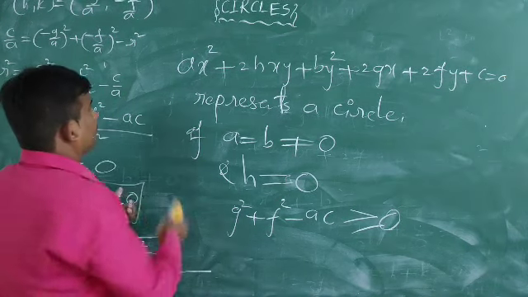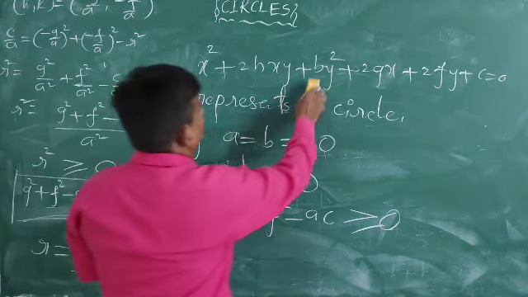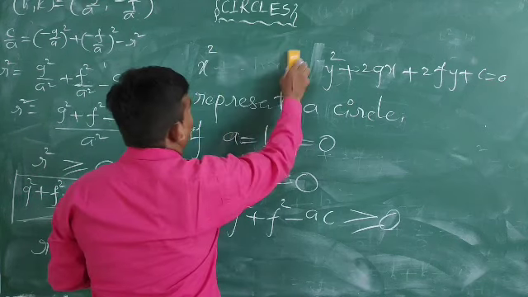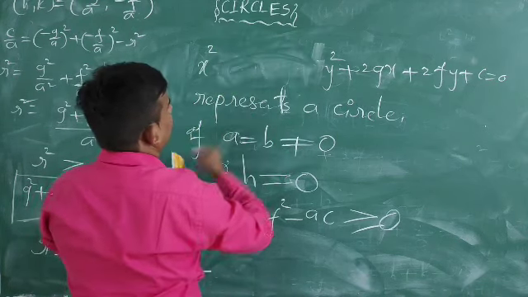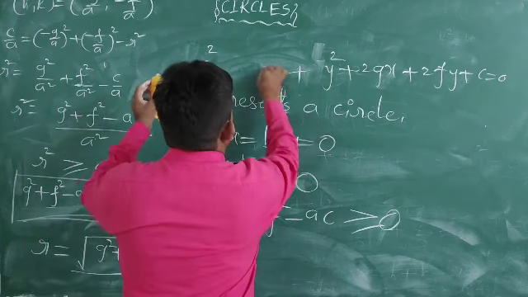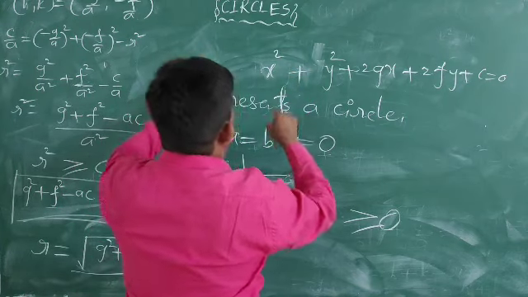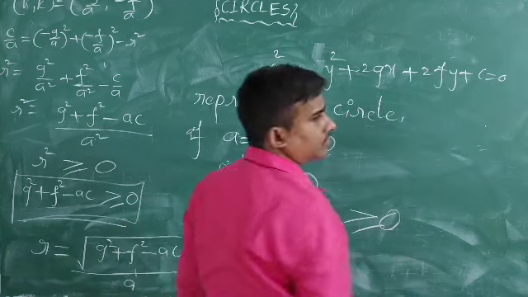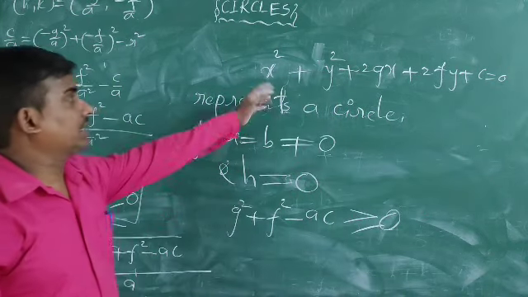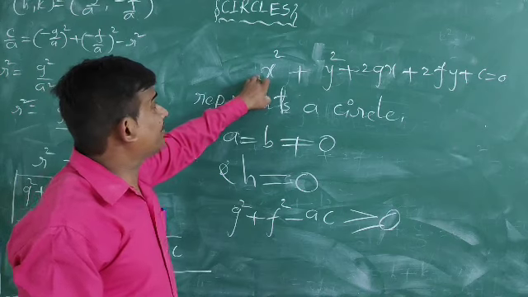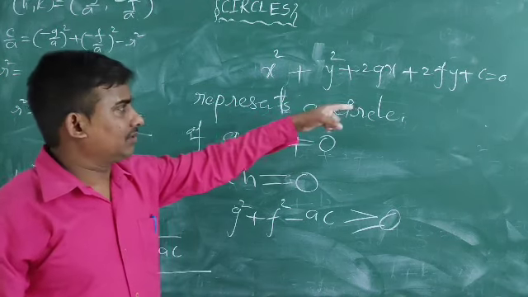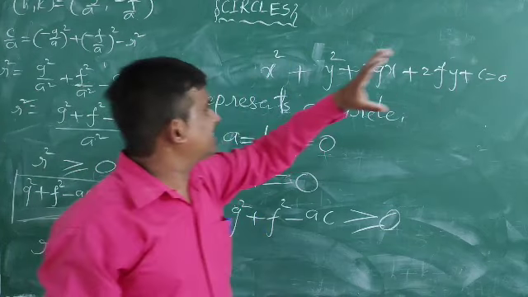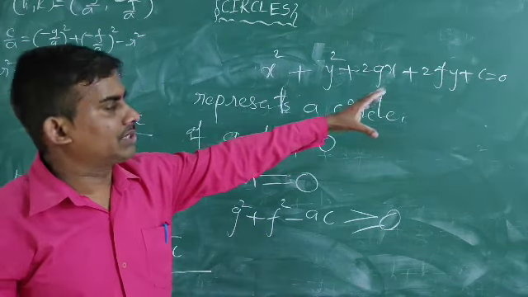If we are given a and b both equal to 1 and h equal to 0, then our equation will be x square plus y square plus 2gx plus 2fy plus c equal to 0. Our circle equation, if the coefficients of x square and y square are equal to 1, becomes x square plus y square plus 2gx plus 2fy plus c equal to 0.